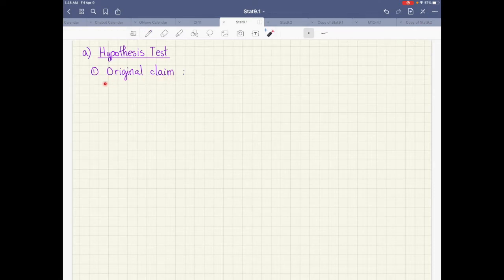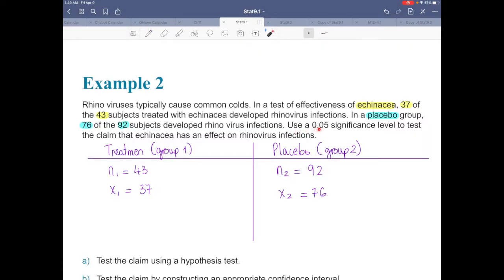First, I need my original claim. Use a 0.05 significance level to test the claim that echinacea has an effect on rhinovirus infection. So in this problem, we want to test to see if the proportion of people who got infection in the group that has treatment is different from the group that doesn't get treatment. So I want to check to see if P1 is different from P2.